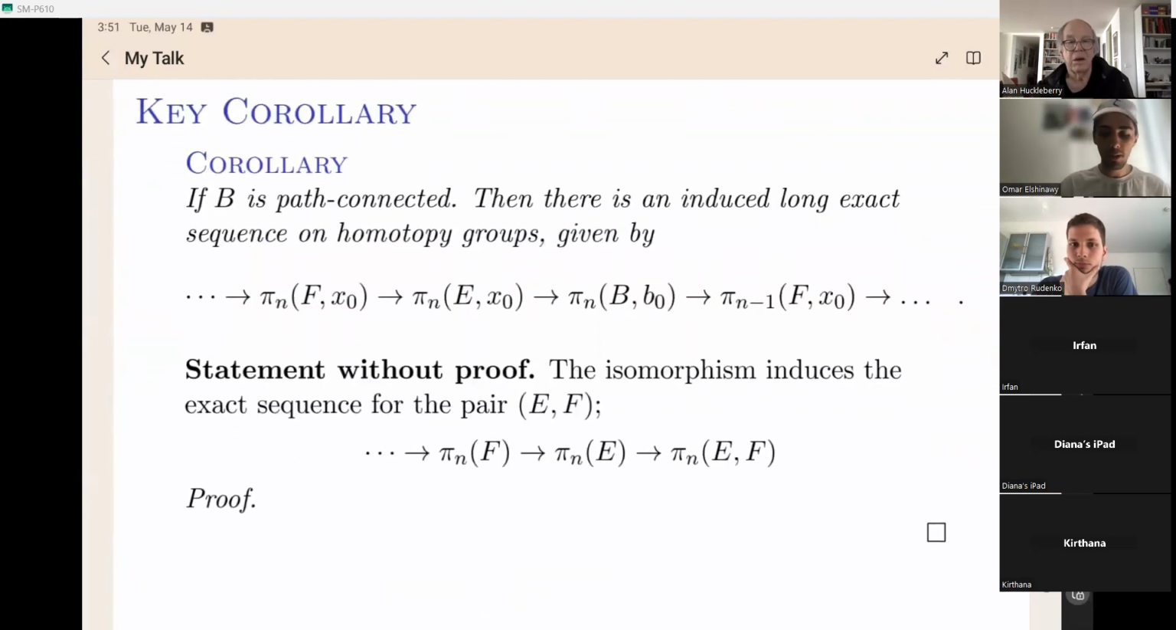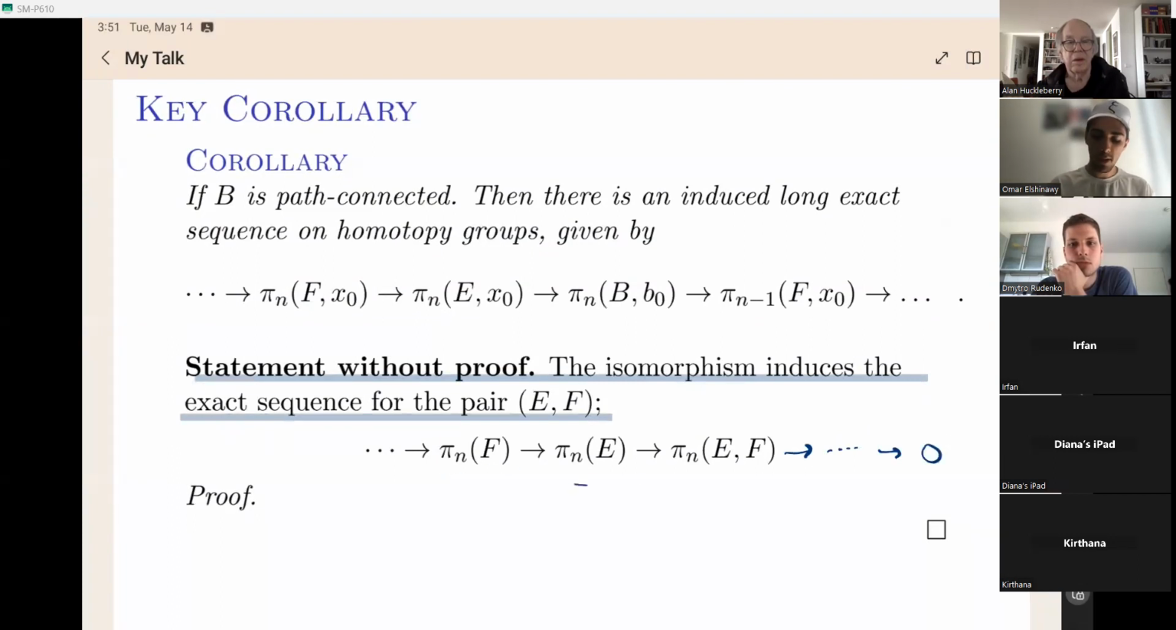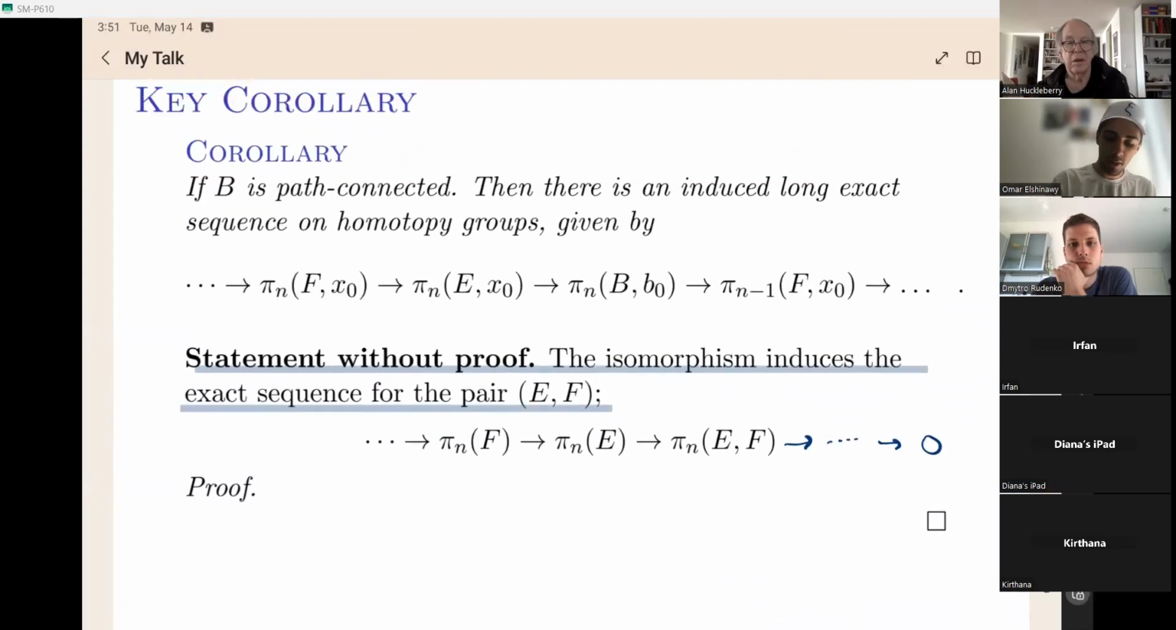And the key corollary, actually, so we don't have the big theorem, we actually have the big corollary. We use this statement about the isomorphism of the exact sequence. So for the exact sequence, I have something that looks like this. It ends with a 0. So F and then E and then the homotopy pair. Maybe I'll define this group just for the sake of completeness.